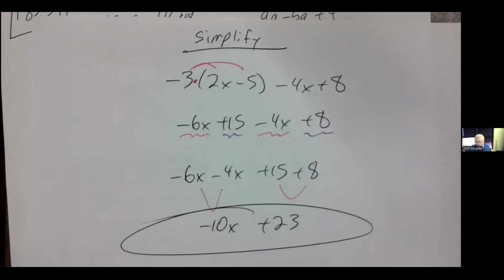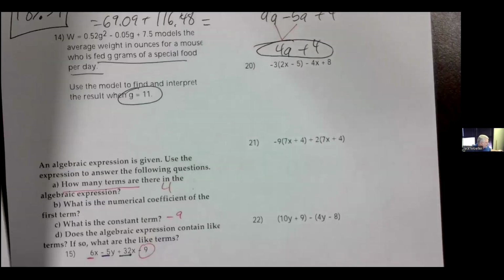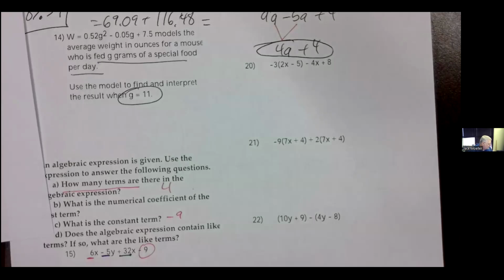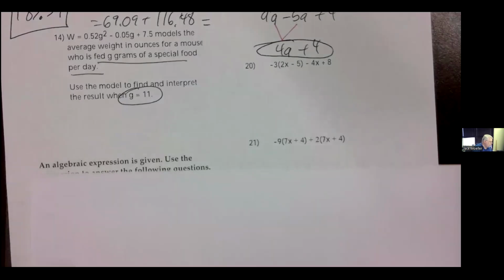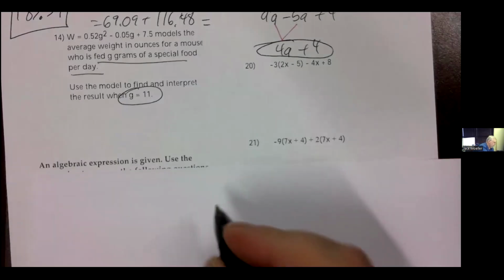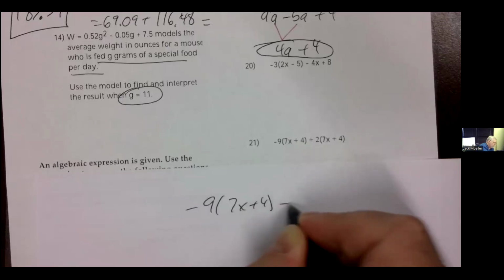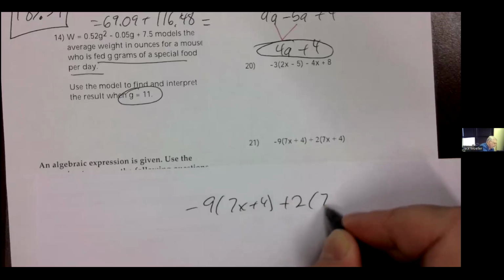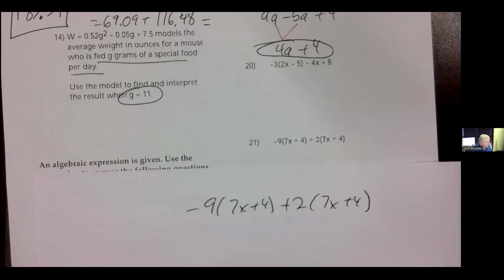All right. And again, I really wish I could pause and ask for questions. That's not possible in this case. All right, so let's do one more of these. Let's do 21. So now we have -9 parentheses 7x plus 4 plus 2 times 7x plus 4. All right. So what do we do with this?